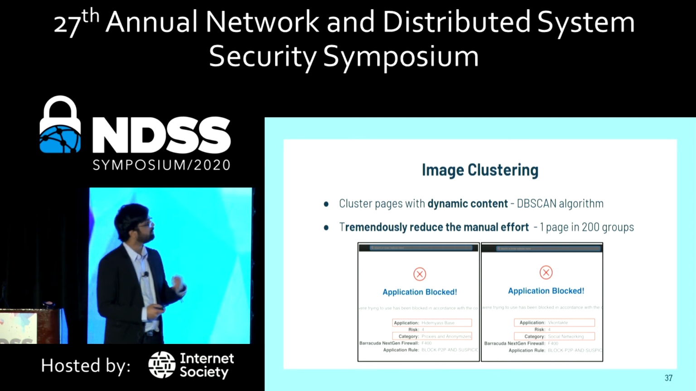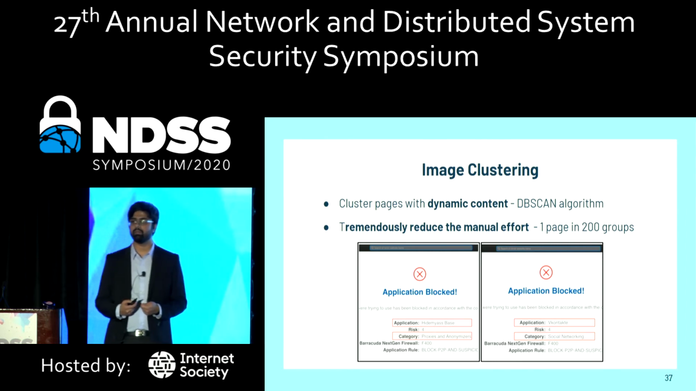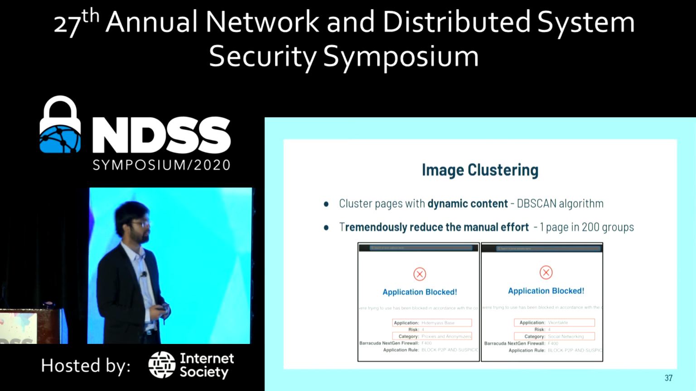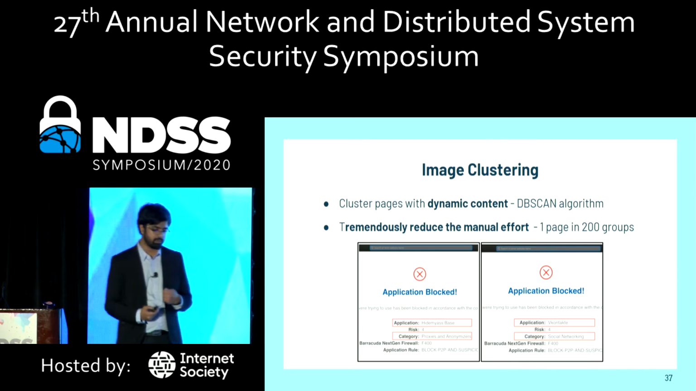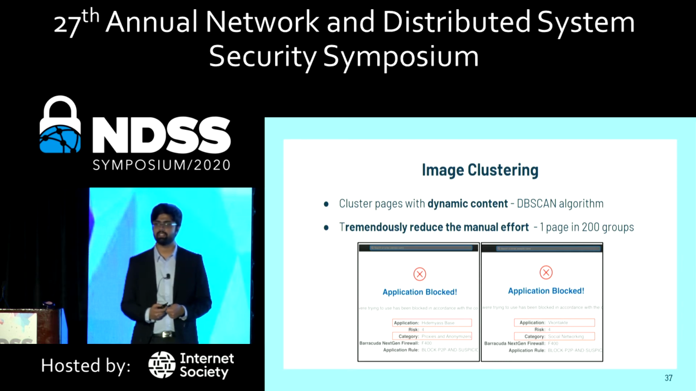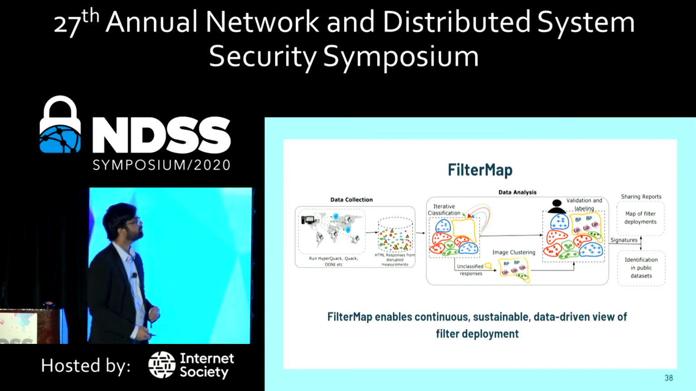So we observed that these pages have high visual similarity, so we grouped them using image clustering, specifically using the DBSCAN algorithm. With iterative classification and image clustering, we tremendously reduced the manual effort, only looking at around 1 HTML page from each of 200 groups instead of looking at 1 million HTML pages.